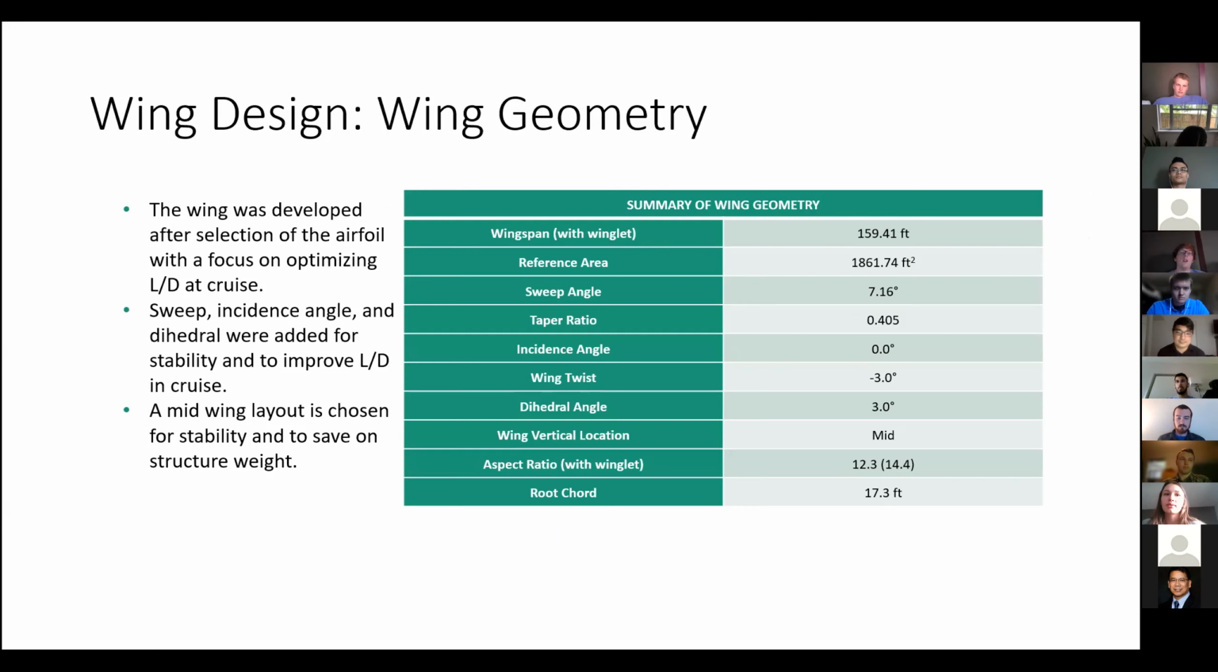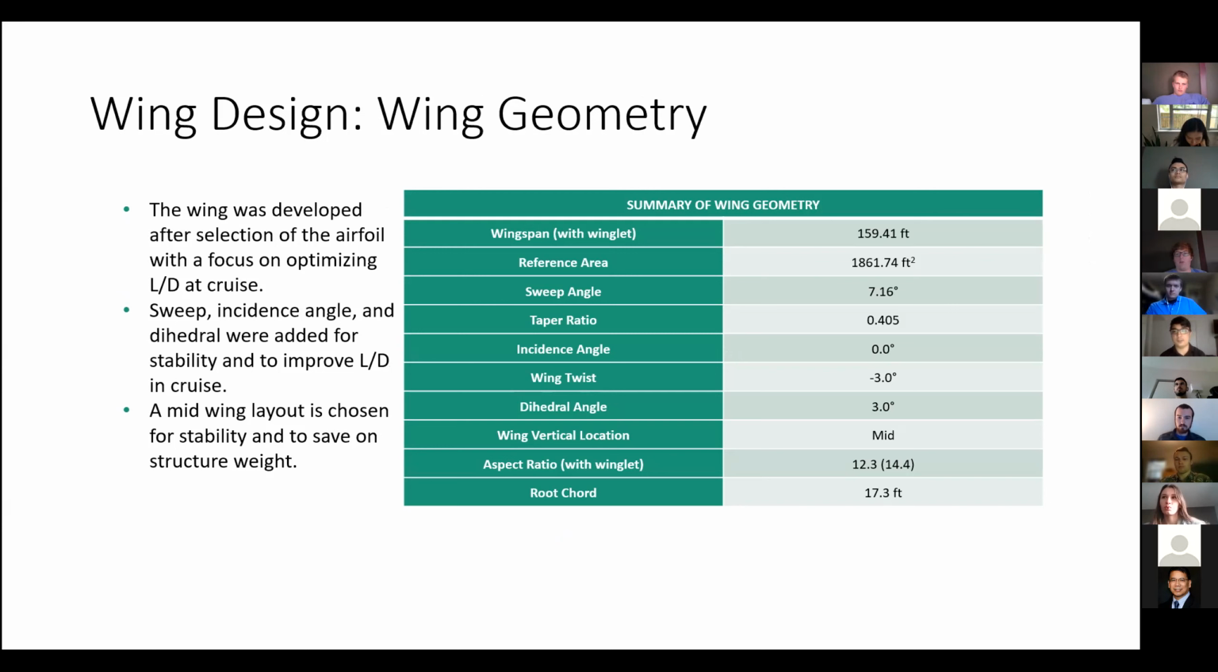The wing geometry was then developed after the airfoil was chosen to focus on optimizing L over D at cruise. We added sweep, incidence, and dihedral for various reasons, mostly stability and to optimize the lift to drag ratio in cruise. Additionally, a mid-wing layout is chosen for stability considerations and to help reduce structural weight. And then the table on the right here just has a quick summary of the wing geometry.